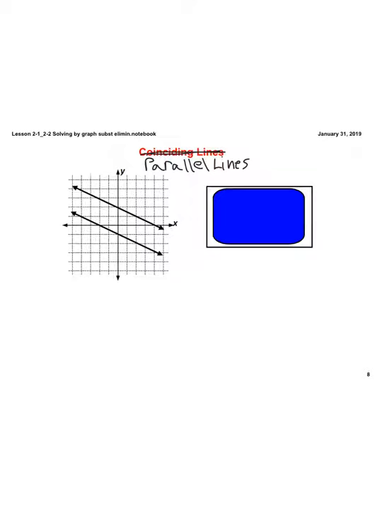Okay, so if you have parallel lines, there is no solution. And because there is no solution, they are considered inconsistent. They are neither independent nor dependent because they have no solution.